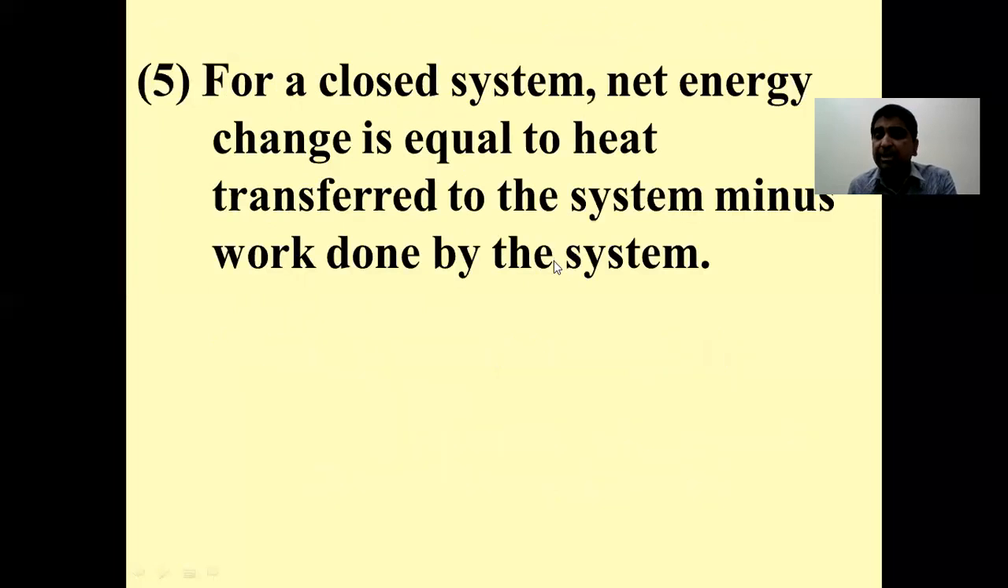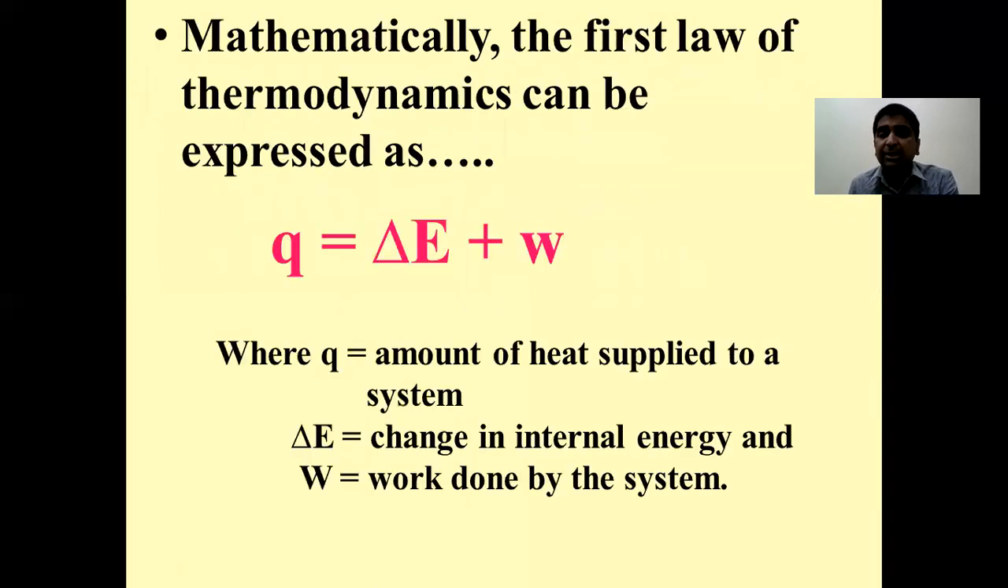Now, coming to the previous slide, that for a closed system, the net energy change is equal to heat supplied minus work done. So it gives net energy change. What is this net energy change? Delta E. That will be, if we bring this term W to this side, delta E is equal to Q minus W. So the net energy change is equal to amount of heat supplied minus work done by that system.